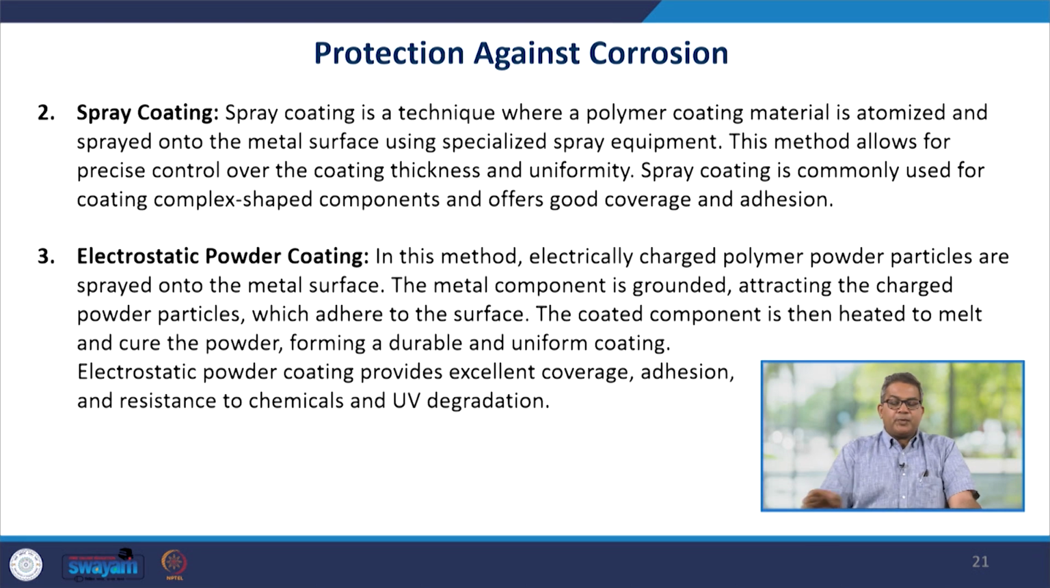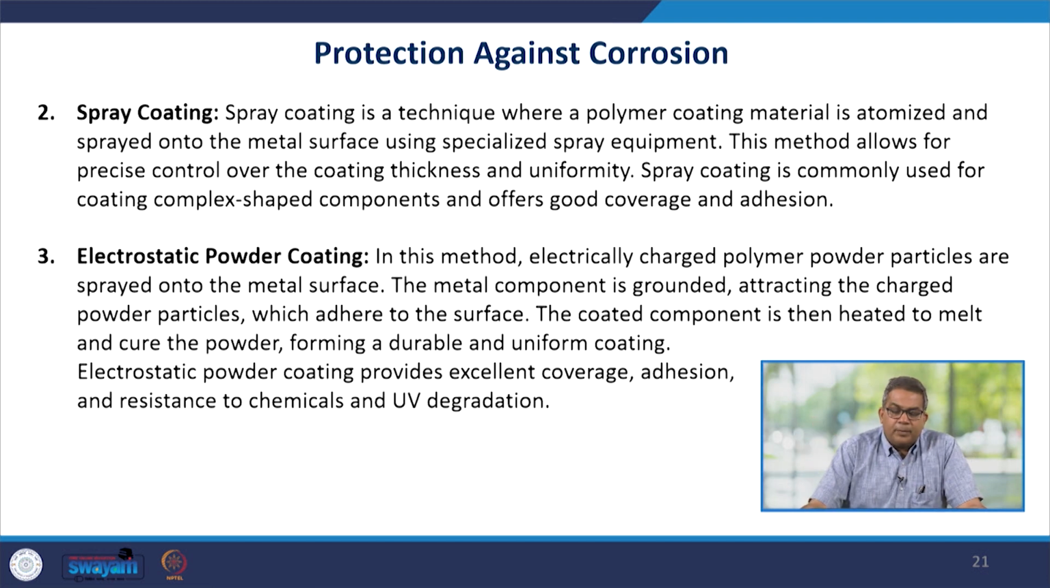Another method is spray coating. This is the technique where the polymer coating material is atomized and sprayed onto the metal surface using specialized spray equipment, and this method allows for precise control over the coating thickness and uniformity. Spray coating is commonly used for coating complex shaped components and offers good coverage and adhesion.